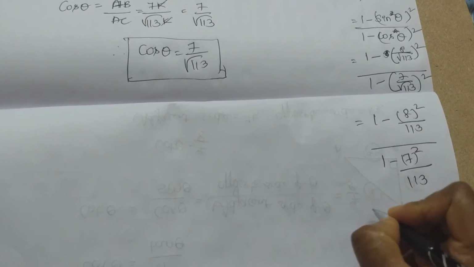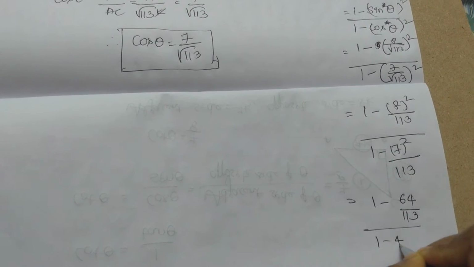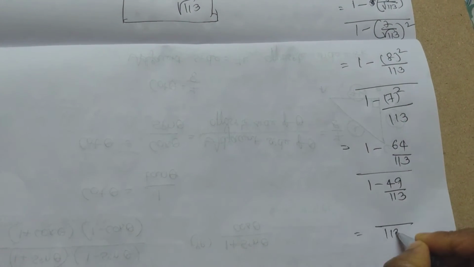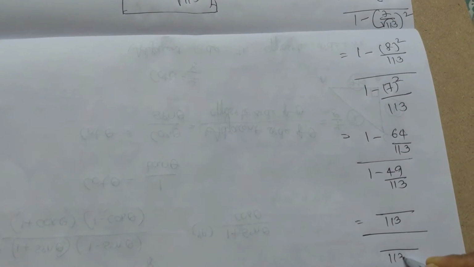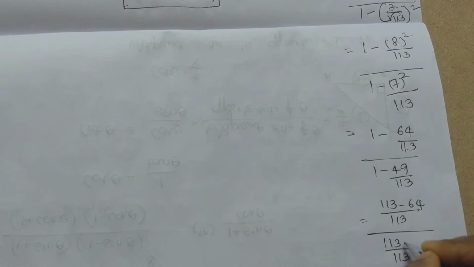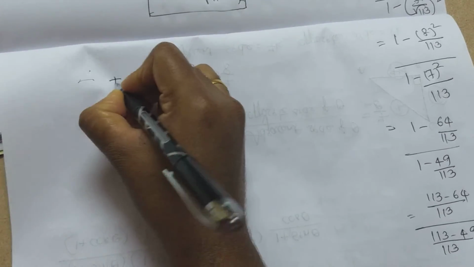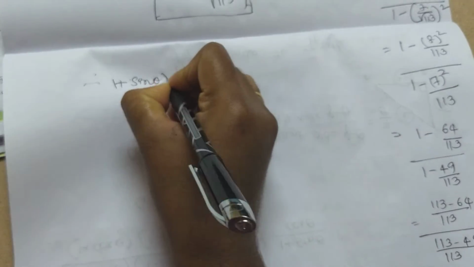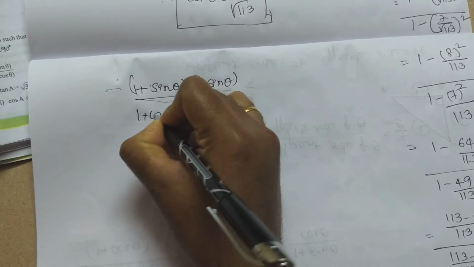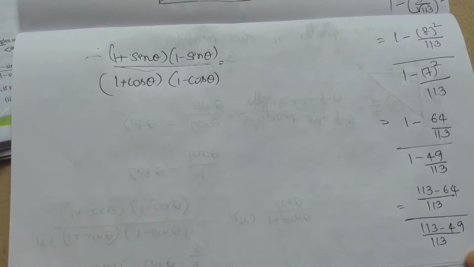Okay, so now let's simplify this. 1 minus 64 by 113 divided by 1 minus 49 by 113. So in both the numerator and denominator, I will take 113 as common. Okay. So 113 minus 64 by 113 minus 49. What is this? So what do we get? Therefore, 1 plus sin theta into 1 minus sin theta divided by 1 plus cos theta into 1 minus cos theta equals to, so what is that we got here?